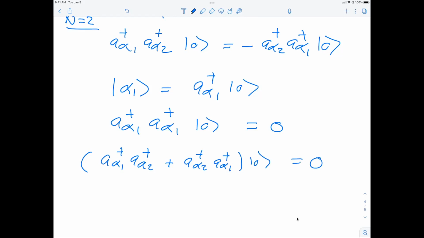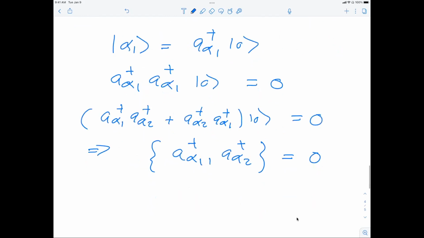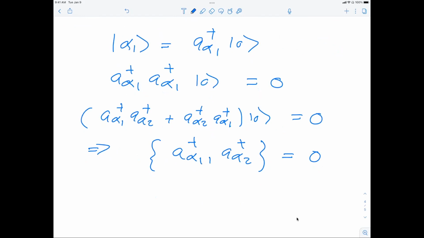And then, since you also have the fact that you cannot occupy the same state, what this leads to is an anti-commutation rule. So this leads to the first anti-commutation rule, which simply says that if I have A alpha 1 dagger and A alpha 2 dagger, this is going to be equal to 0. So this is the way we implement one part of the anti-symmetry. Okay?